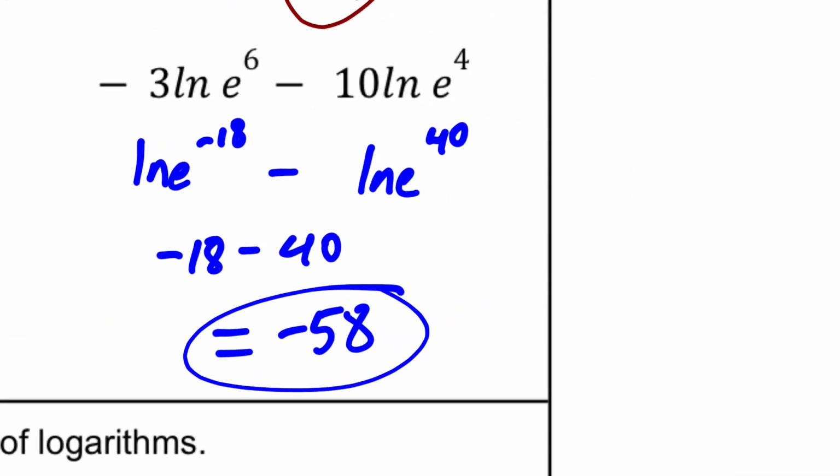For this one, I'm going to put the -3 into the exponent and the -10 into the exponent. Or actually here I just put the +10 there. And these can both be resolved because ln e goes away, and you have -18 minus 40, which brings you further negative to -58.